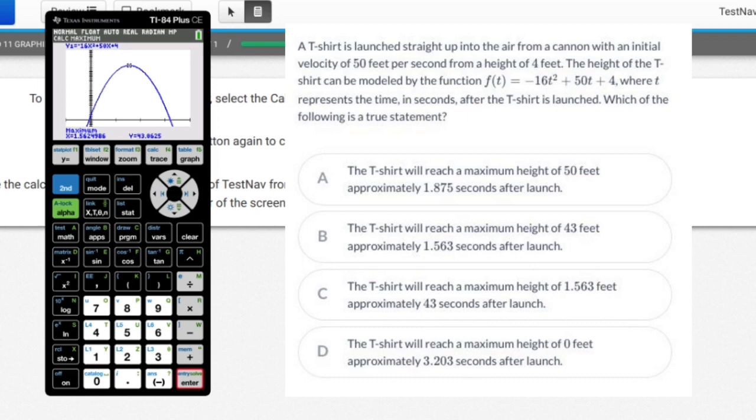And if you look at your picture, C and D don't even make any sense. That is just crazy talk. So my answer for this one is going to be B.